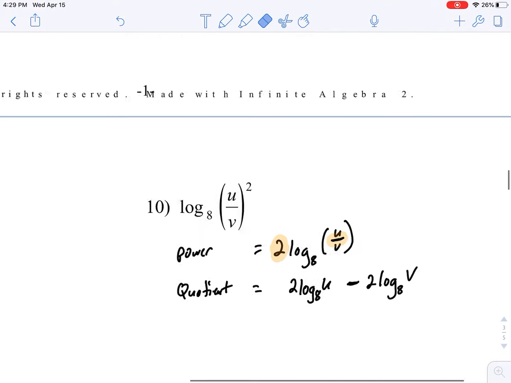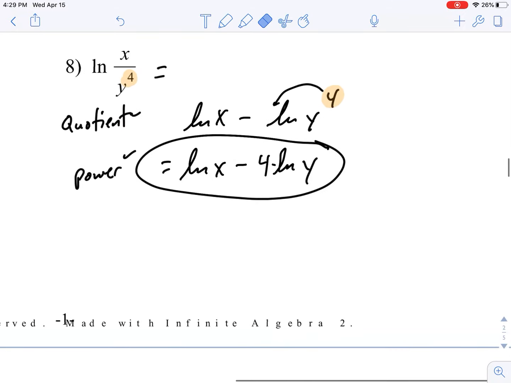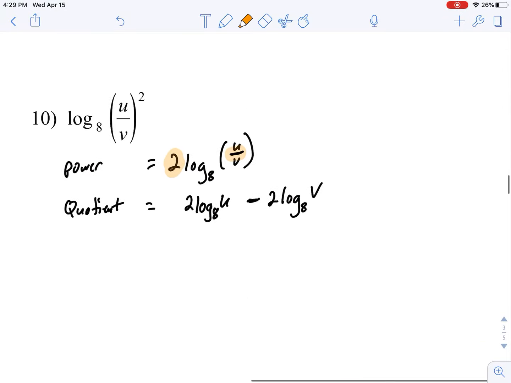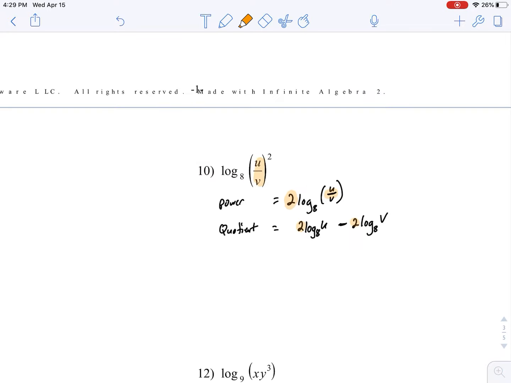So that answer is a little different than this one. This one, the 4 only went here because the 4 was only stuck on the y. This 2 was stuck on the u and the v, so it's in front of both of them in the final answer. Or at least it should be. Let me go down and check.